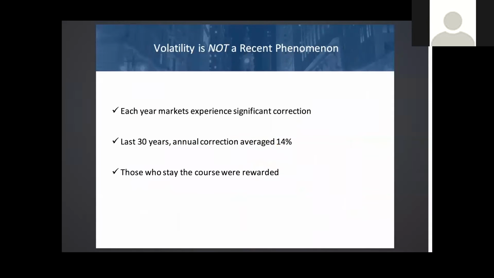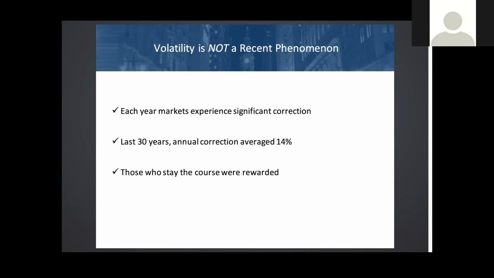Now, the fourth factor we said was important in 2017 relates to volatility, and it's important to know that volatility is not a recent phenomenon. Every year, markets experience corrections. Over the last 30 years, the annual correction has averaged 14%. That's a tiny bit misleading because you've got some big bear markets in there. But those who stayed the course were rewarded.